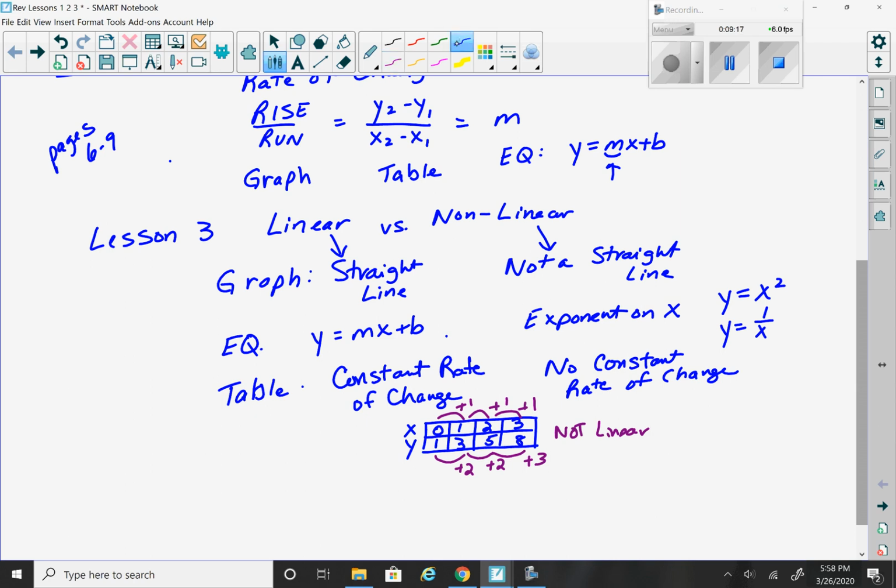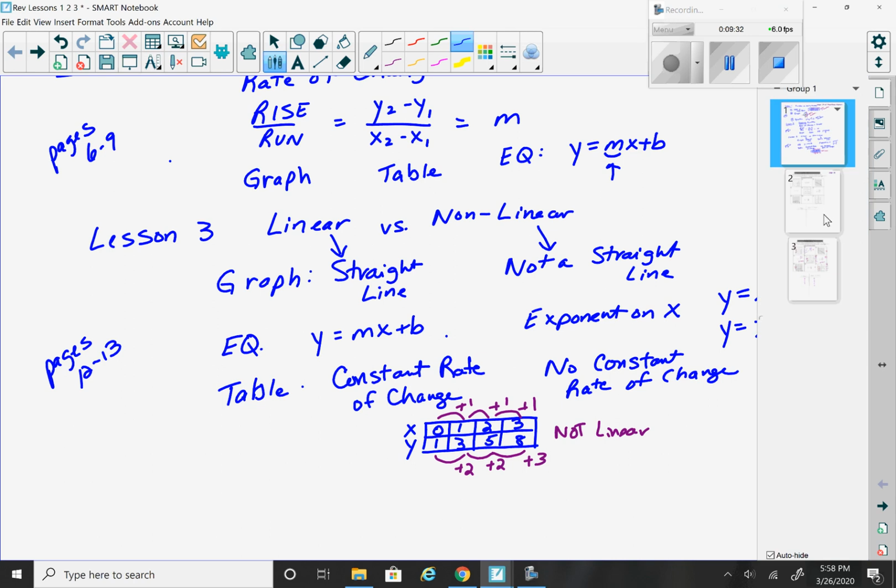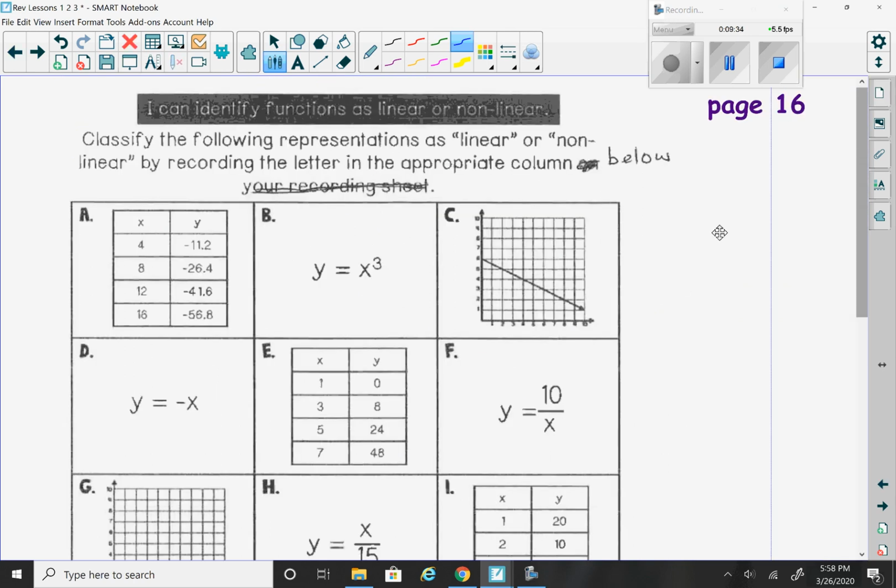Again, if you're struggling with lesson 3, you can go back in your packet, and I would say look at pages 12 and 13 for some more examples, or go back and watch that lesson 3 video if you need to. Right now, what I'd like you to do is go ahead in your packet, turn to page 14. Because we're going to go ahead and look at that last linear versus nonlinear example and look at some practice problems.